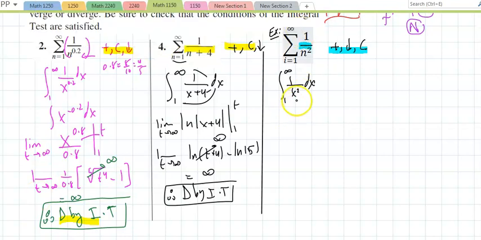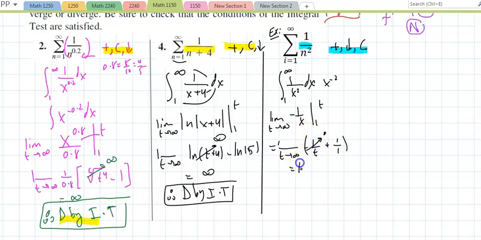So, now what? This is really negative 1 over x evaluated from 1 to t, taking the limit as t approaches infinity. Again, this is x to the negative 2, add 1 to the power, divide by that. So that's going to be the limit as t approaches infinity of negative 1 over t plus 1 over 1. Well, that's going to approach 0. That's going to be 1. Therefore, this converges by the integral test.